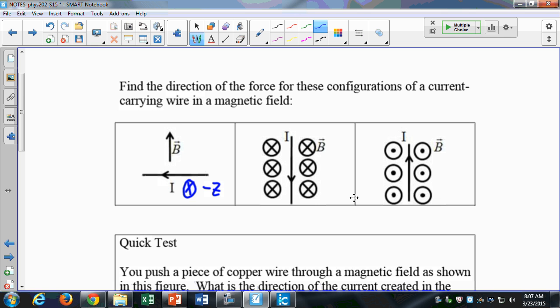The current's down. Which axis is the only one that's left? X-axis, right. The Z is taken up by the B. This takes up the Y. Is it plus or minus X? Plus X, to the right. I is down, B is into the page. So the force then is in the positive X direction, or to the right. And this last one, again, the only axis that's left is the X-axis, so it has to be plus or minus X.